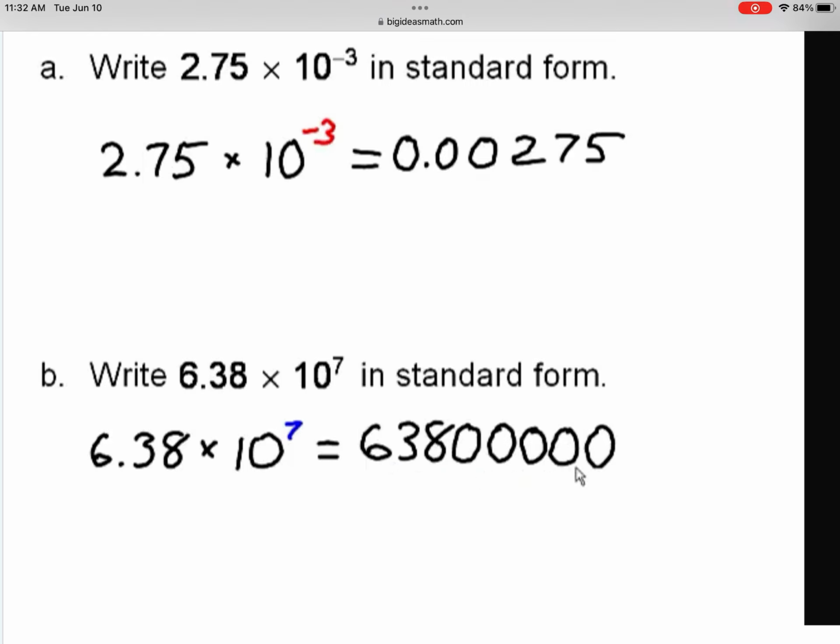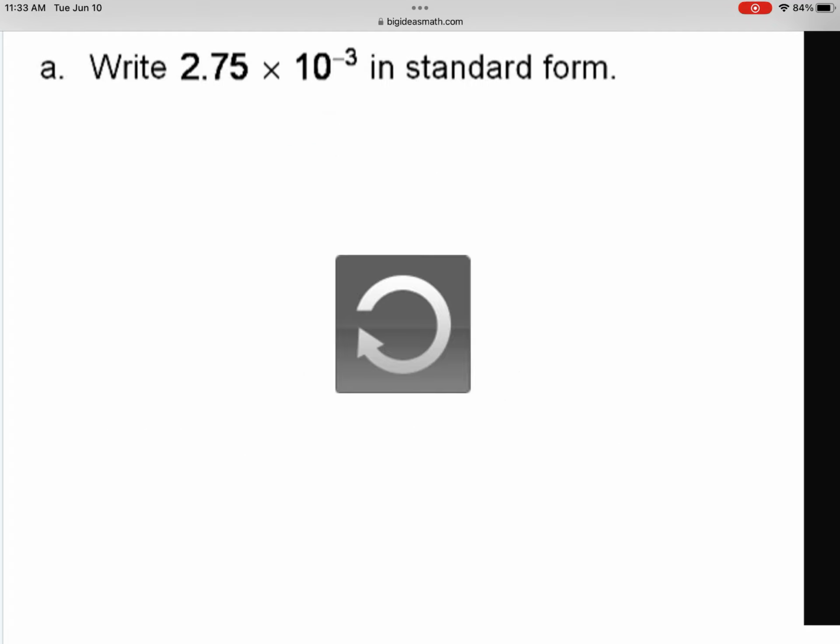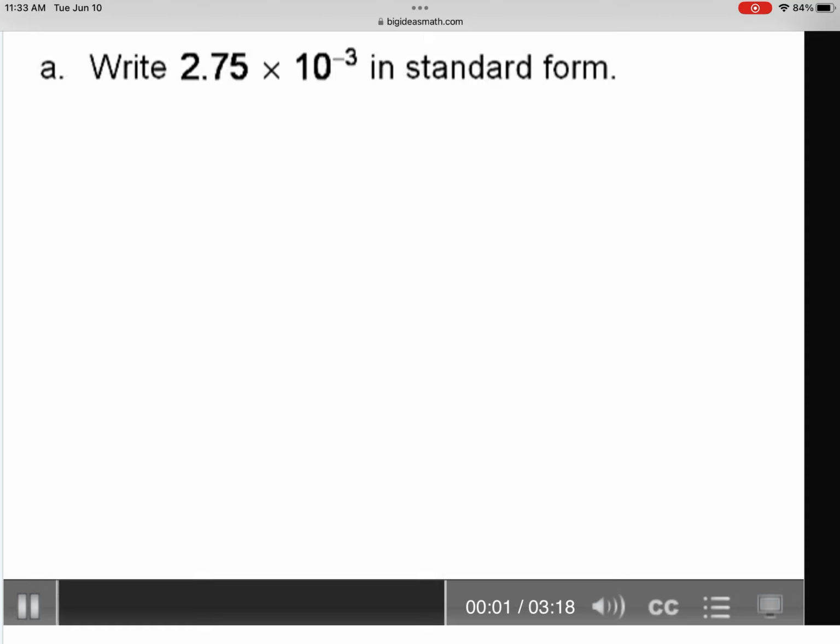And to complete our standard form, we should write commas starting from the right every 3 places. 1, 2, 3. 1, 2, 3. So in standard form, our number is the whole number 63,800,000. Right?